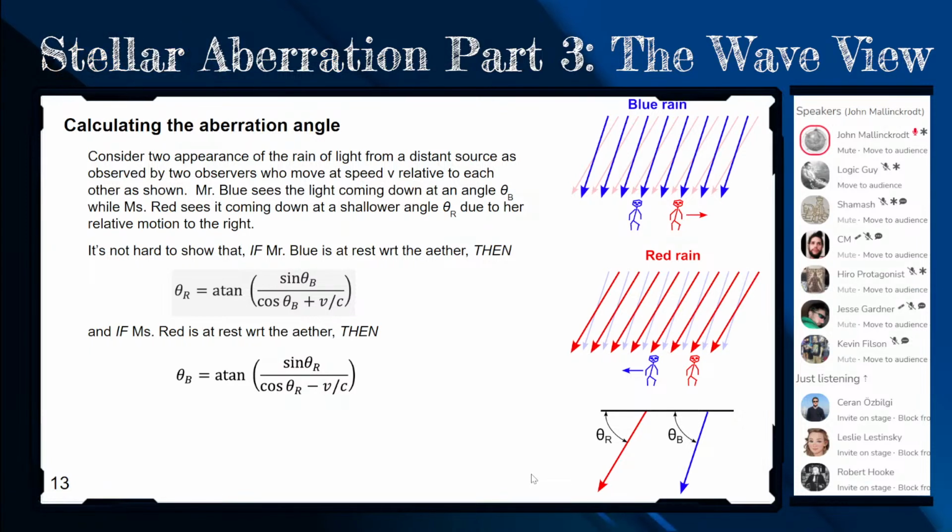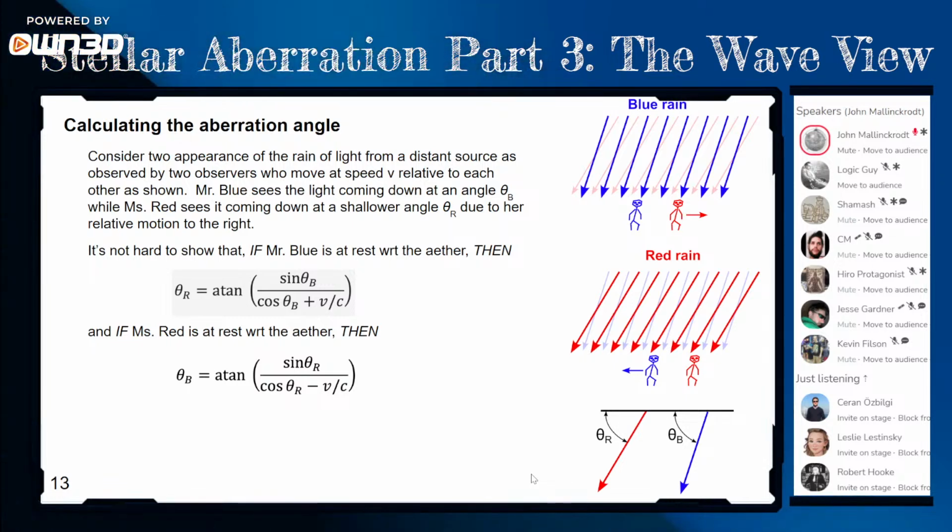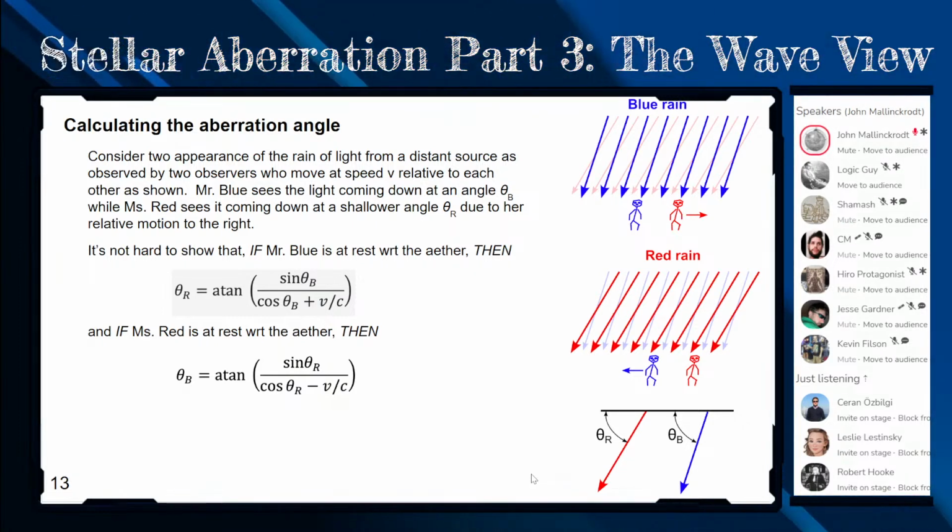And I've shown then the two angles that I'm going to refer to. Theta r is the angle that the red light makes with the direction of motion, and theta blue is the angle that the light makes with respect to that same direction, the direction of relative motion, I should say, for the blue guy and for the red guy. Those are the two angles.